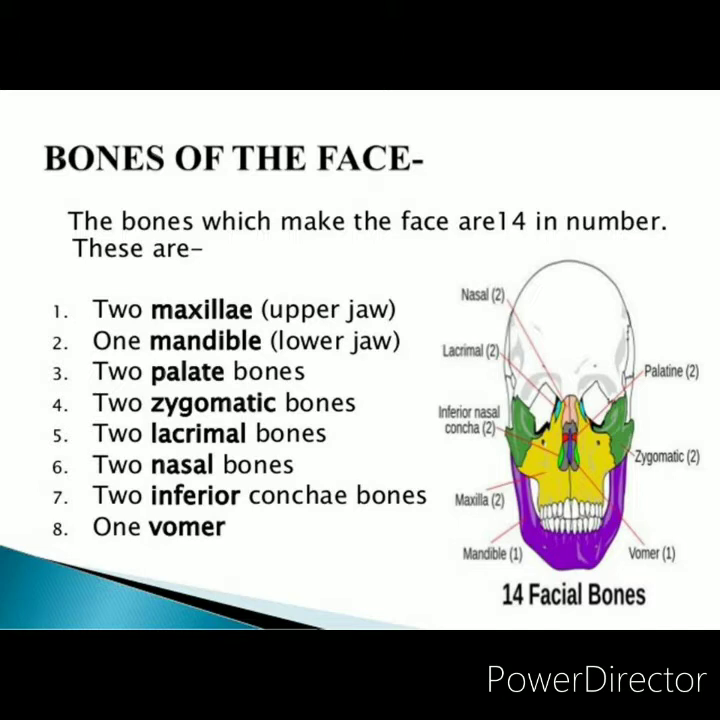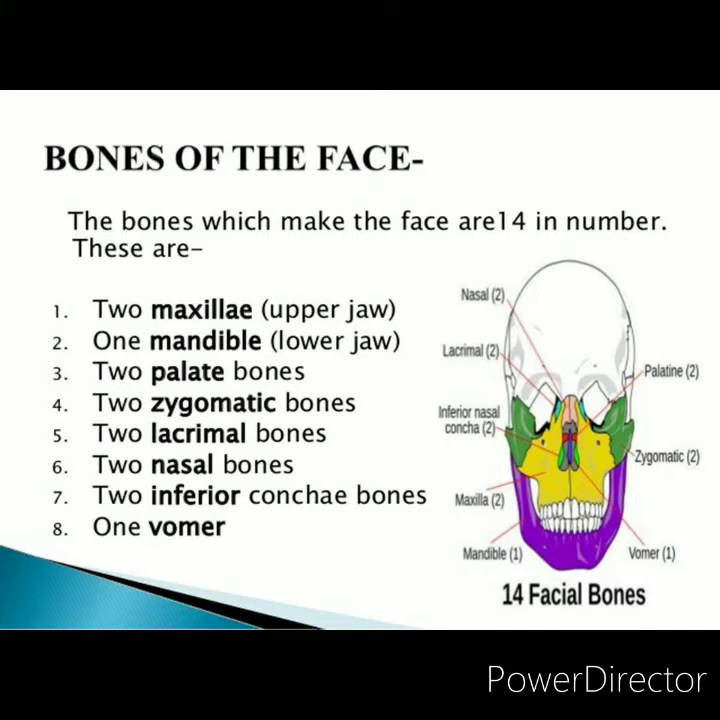The next is one mandible, the purple color region below the teeth. The part coming out is your lower jaw, known as the mandible. The next is two palate bones, which you can find inside, the palatal bones. We have two. In the pictures you can see the reddish color region on the nose side, that is your palate bone.